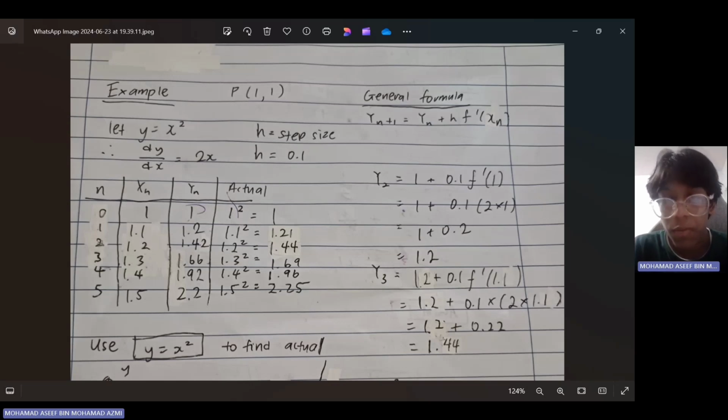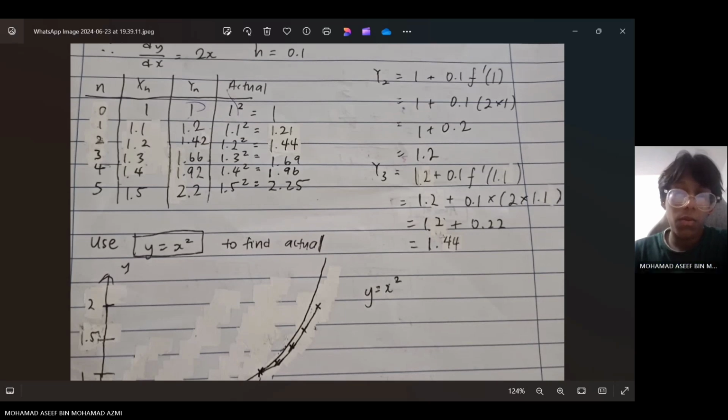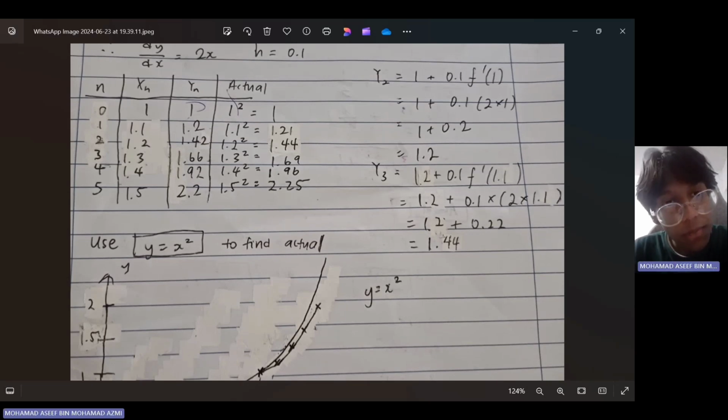So to find yn, we can use the general formula on the top right hand corner, which is yn+1 equals yn plus h, which is the step size, times f prime of xn. So to find f prime, we have to differentiate the equation y equals x squared, which equals 2x. Moving on, we have to use this formula all the way to 1.5 for xn.